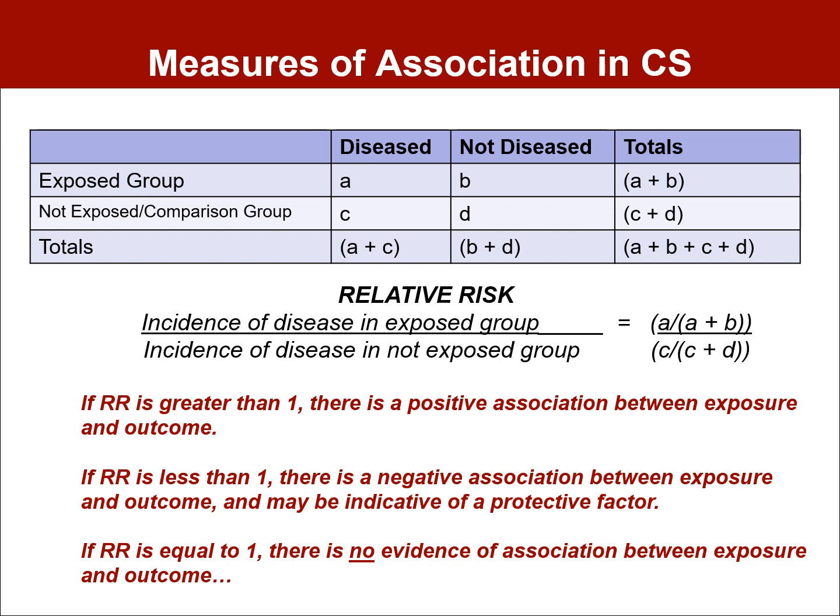For relative risk, you always make sure that the incidence for the exposed group is computed in the numerator, and the incidence for the non-exposed group is computed in the denominator. Once that is done, you always want to make sure that you are able to interpret your risk ratio. If it's greater than 1, you know there's a positive association. If it's equal to 1, it means there's really no evidence of an association between exposure and outcome, right? And if it's less than 1, it means there's a negative association, and it's usually a protective factor.